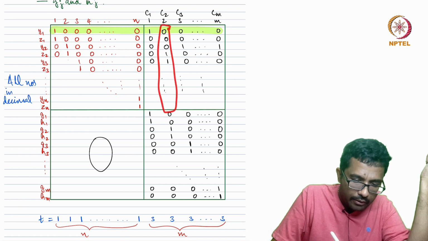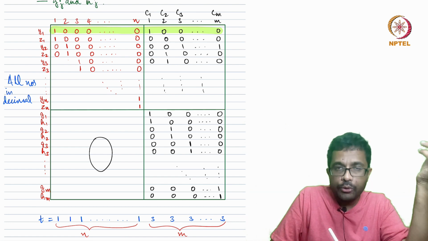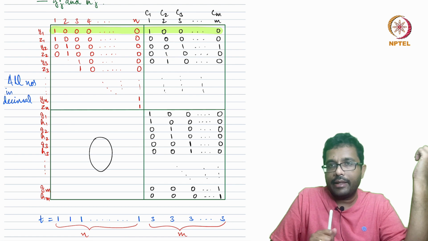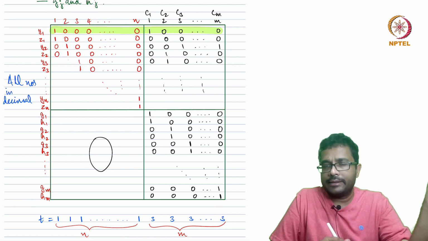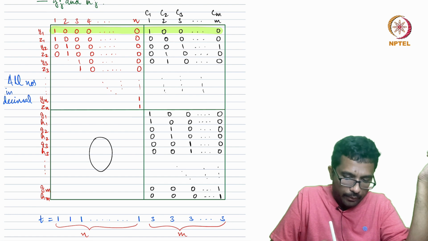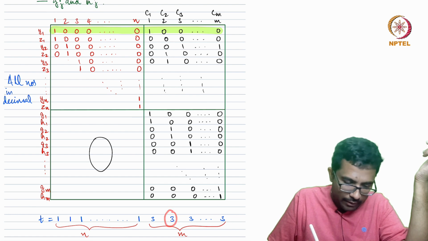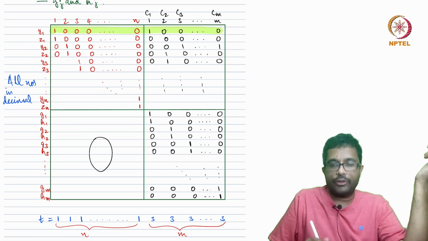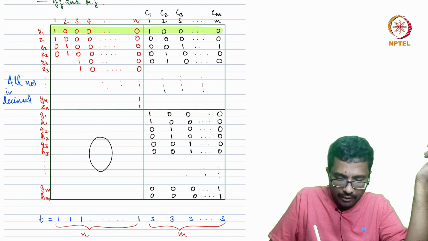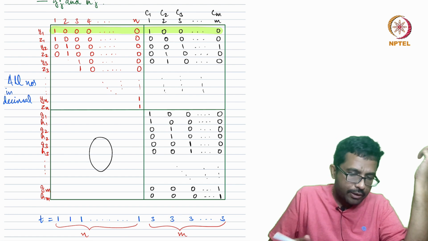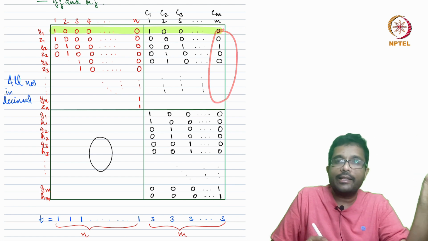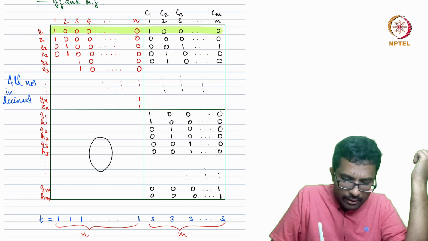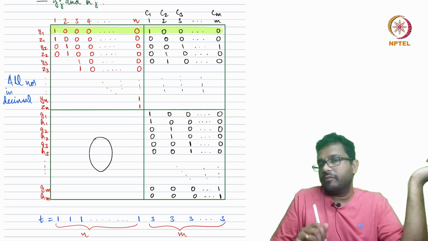Suppose in clause 2 there are two true literals, let's say x2 complemented and x3, but the third literal is not true. The target needs to be 3, so we just include g2 in the subset, but we do not include h2. By including g2, we will make the sum 3. Suppose some other clause, let's say cm, already has 3 true literals, which means it will already have 3 ones from the y's and z's, so we will not include either gm or hm.